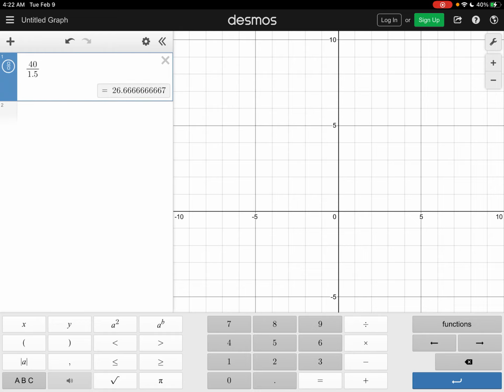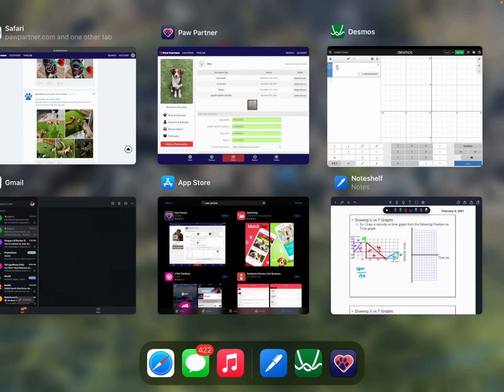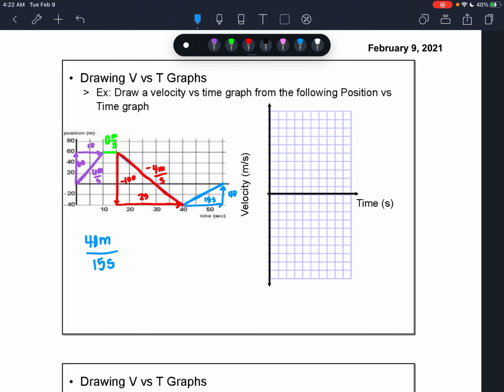Oh my gosh, I forgot to exit out. Oh, wait a minute. It's going to be this with the decimal moved. Watch, 1.5 becomes 15. Yeah, see, 2.666 repeating. So yeah, that was just under 3. I'm a genius. Okay, 2.67. I'll round to 2.67 meters per second.